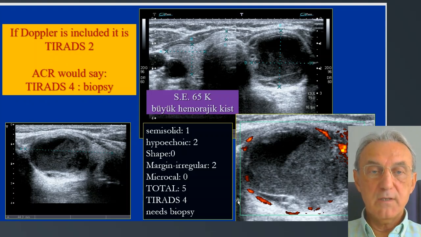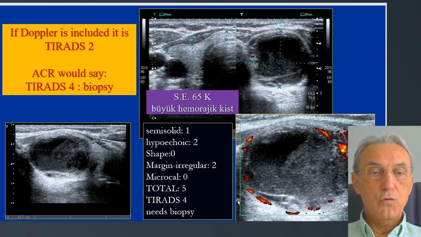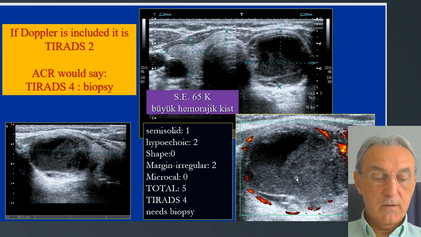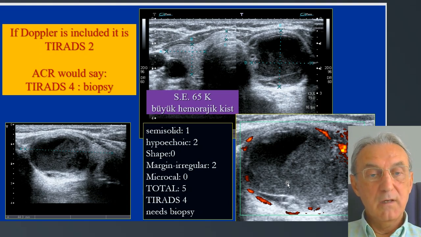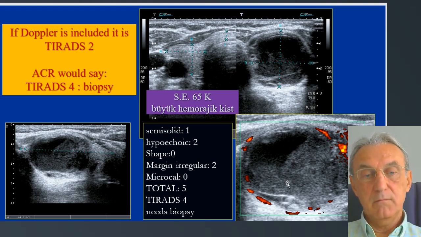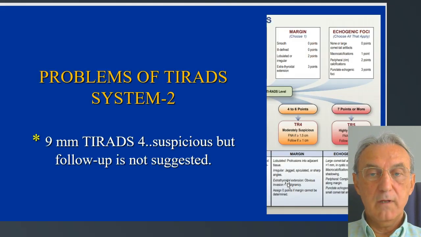For example, in this case, you can say confidently TI-RADS 2 if you use Doppler, because there is hemorrhage in this complex cystic mass, and it's not a solid suspicious part. You can follow it up, or you can see the blood level, and then you can be more confident that it is one.